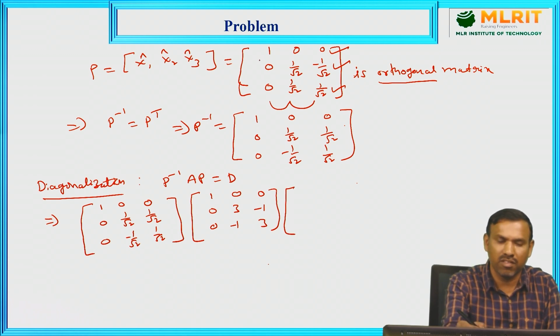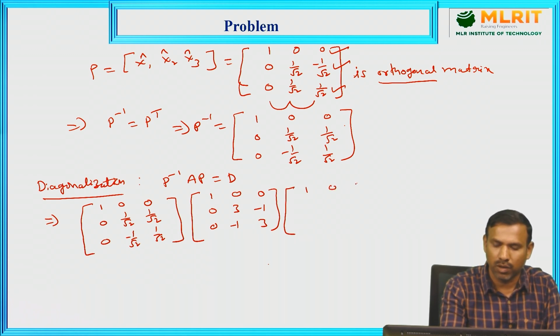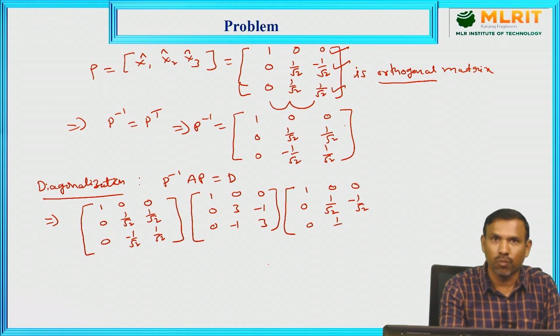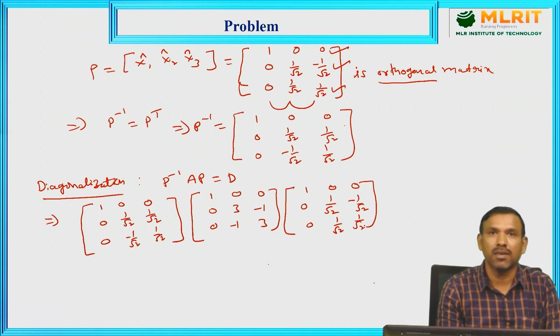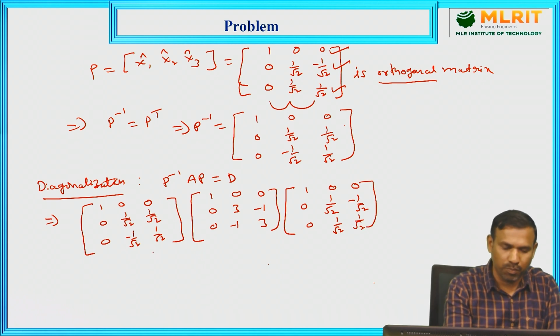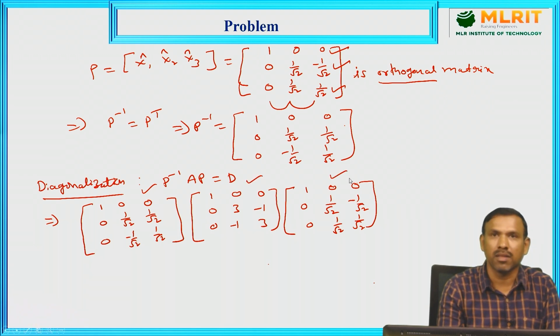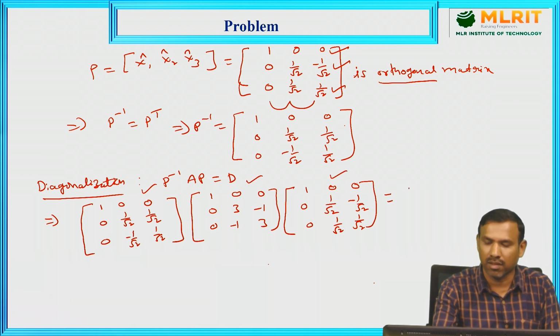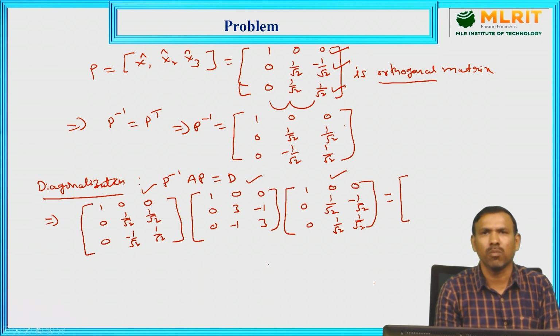This is a given problem which one we are diagonalizing into P. So, P matrix is, which is a modal matrix, 1 0 0, next 0 1 by root 2 minus 1 by root 2, 0 1 by root 2, 1 by root 2, right. This is P inverse first matrix, this is a given matrix A and P is a modal matrix. Multiplying these three matrices, we get a diagonal matrix. How to multiply? Very simple.